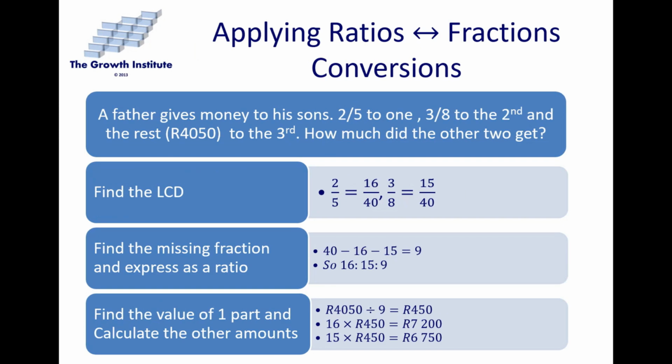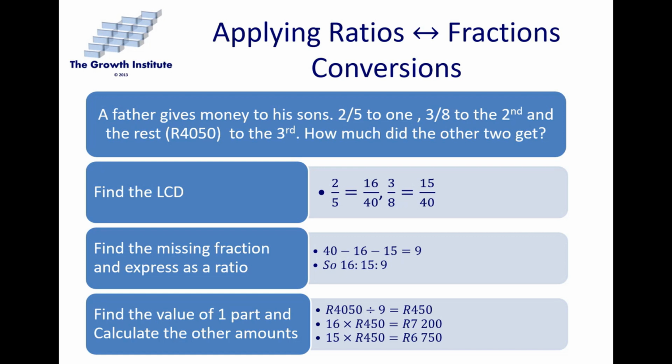Okay, let's apply this conversion. So here we see a father gives money to his sons, 2/5 to the one, 3/8 to the second, and the rest to the third. Okay, and now the question is, how much did the other two get? But look there, we are given the rest. We are told that the third one gets 4,050 Rand. What's the first thing we do? We find the LCD. Okay, 2/5 and 3/8.